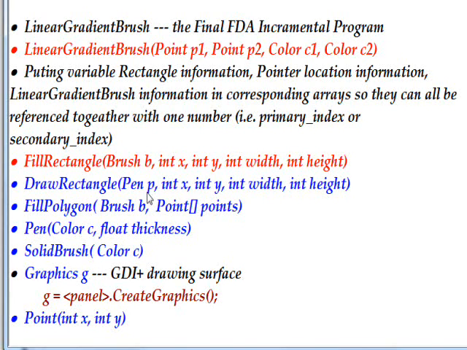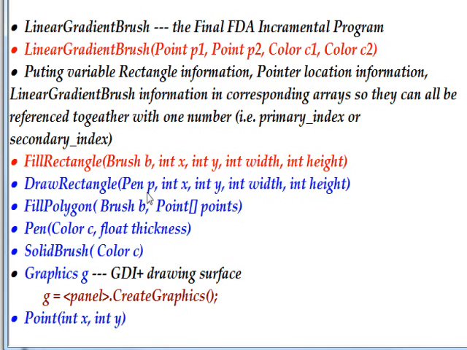And then the pen object we used requires a color and optionally a thickness, so the pen object is used in like the draw rectangle. And the solid brush object takes just a color parameter, and it is used in filled in solid objects like the fill rectangle and the fill polygon.